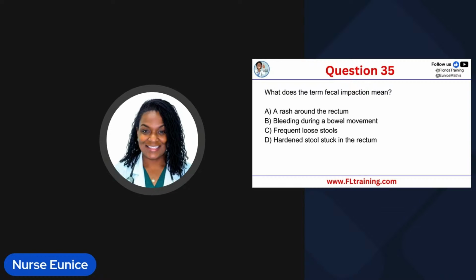Fecal impaction means that it's so hard that we can't give them a laxative. We can't give them a suppository. They literally have a brick of crap in their colon. The nurse would have to put on gloves, lube up the fingers, and try to manually remove that hard stool with her fingers. And if we can't get it out that way, the patient has to go to surgery. So ouch, ouch, ouch, and ouch again.